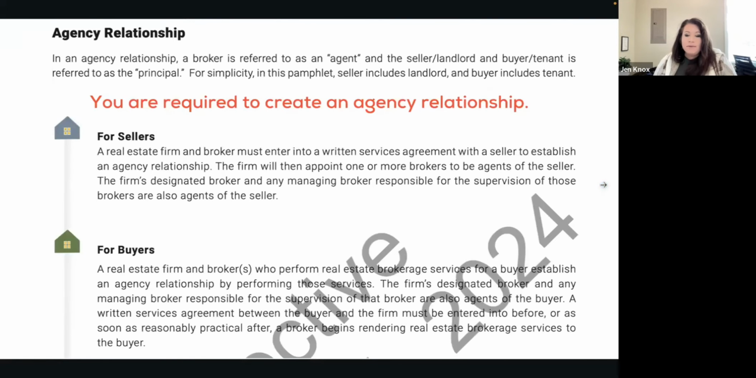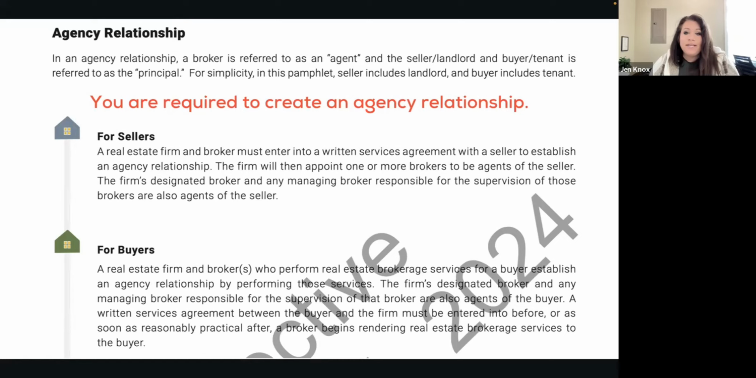Okay, so we are going to be required in 2024 to create an agency relationship. Up until then, we always had this idea of an assumed relationship, at least with buyers. We've always had to have a listing agreement with a seller. So when we talk about creating an agency relationship, what does that mean?